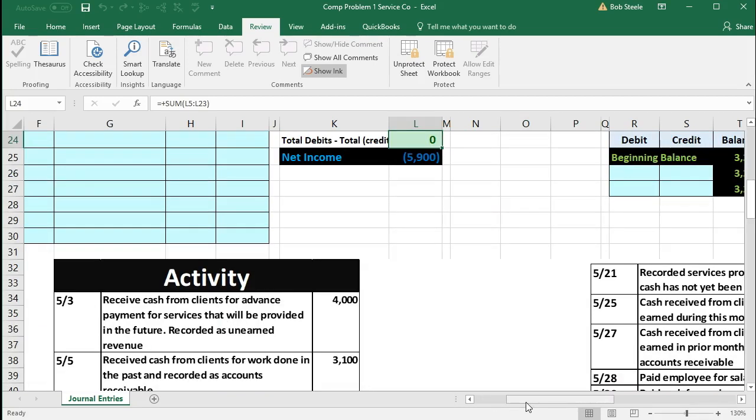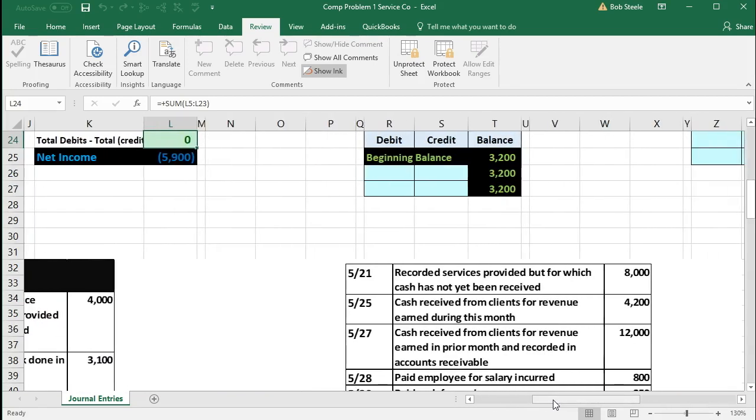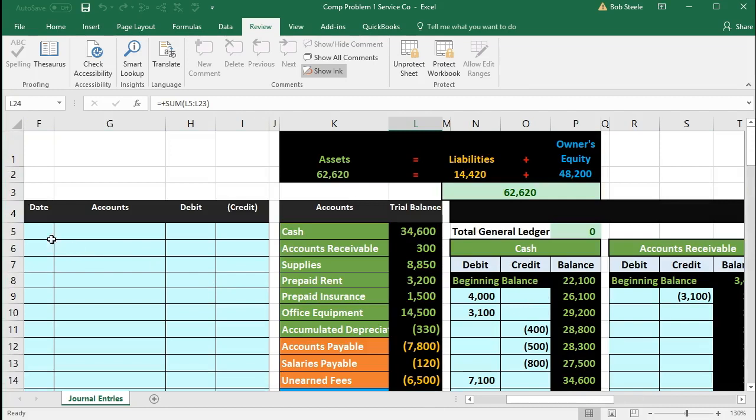Next transaction, we're on 5.21, says recorded services provided but for which cash had not been received. So we're going to scroll back up here. We're on F5, 5.21. We got services done, cash not received. Therefore, first question, is cash affected? We're going to say no, we did work and had not yet received the cash.